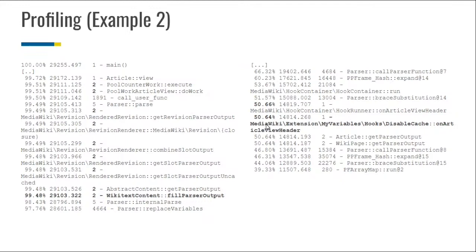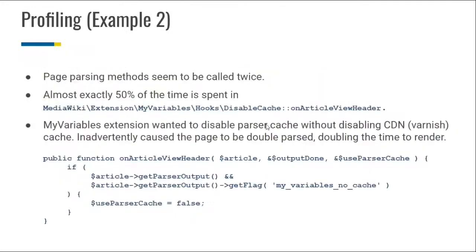We also noticed going down that almost exactly 50% of the time was being spent in this one extension hook, which is very suspicious, precisely 50%, and the page is being rendered twice. What turned out is the extension was inadvertently triggering a double render of the page. So this one was tricky, and when I actually looked at the code of the extension, the first time I looked at it, I didn't understand why this was happening.